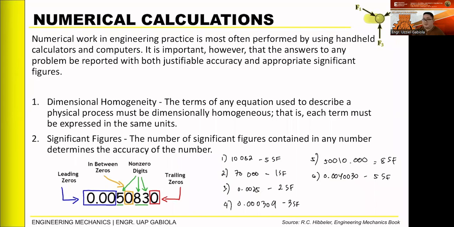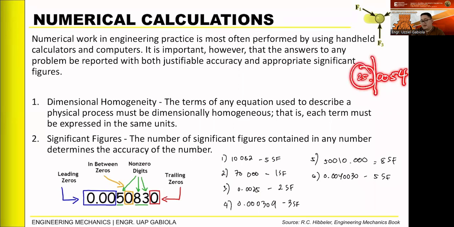Depende sa hinihingi sa problem, no? Pero usually, nire-require ng problem i-round off nyo sa 3 significant figures yung pinaka-final answer. So, depende kung ilan yung 3 significant figures. Kung halimbawa, ang answer mo is 25.0054, tapos ang gusto niya is 2 significant digits lang, so ito lang yung i-answer mo, 25 lang alone.